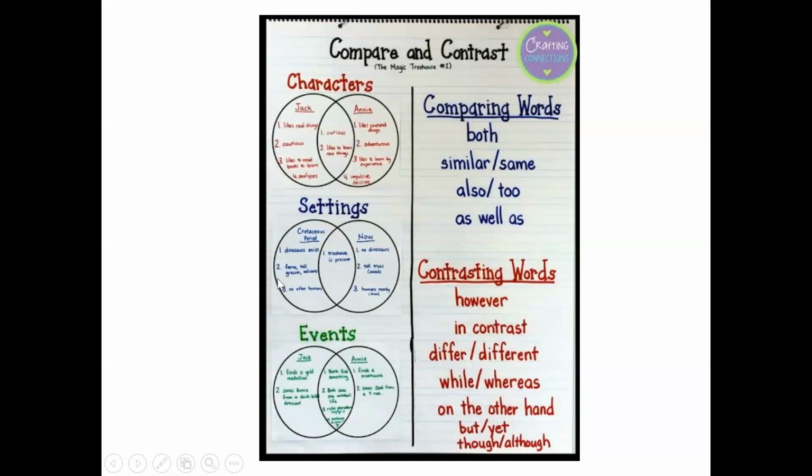Okay, so when we're talking about contrasting or showing how the characters or the setting or the events are different, we would use words like however, in contrast, differ/different, while/whereas, on the other hand, but/yet, though, although. Those are all ways that when we're saying something is different from the other, you would see those terms used in contrasting or showing how things are different.